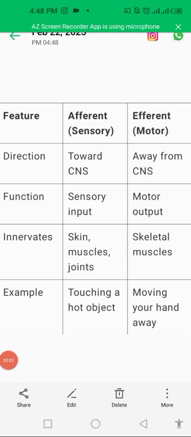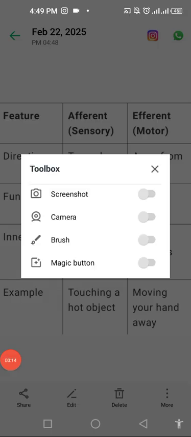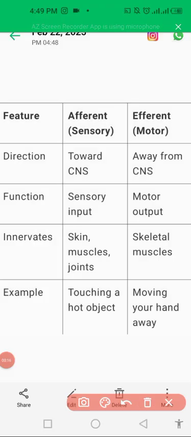Afferent sensory fibers and general somatic motor efferent fibers. So we will be looking at the difference between both of these fibers and their functions, how these fibers function, how these work. We will be looking at that.